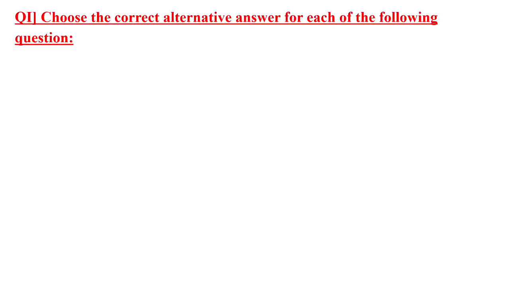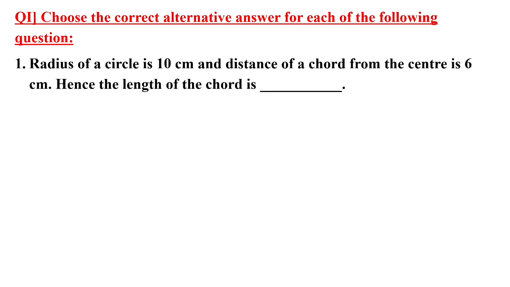Turn the page. Now you got the question. Choose the correct alternative answer for each of the following questions. So the first one is given: radius of a circle is 10 centimeter. The distance of the chord from the center is 6 centimeter. Hence we have to find the length of the chord.